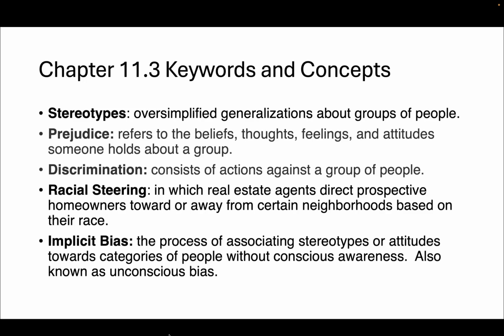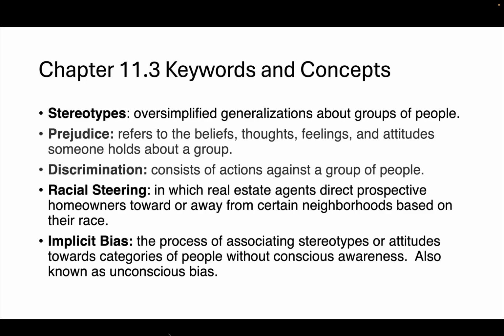We also have racial steering in this textbook. Now, despite the fact that we have made redlining illegal, we still have real estate agents who direct prospective homeowners towards or away from certain neighborhoods based on their race. So there are certain neighborhoods where they're only showing black people, and there are certain neighborhoods where they're only showing white people. So there are still ways that we have racism that isn't necessarily in our laws anymore. It can be within us.